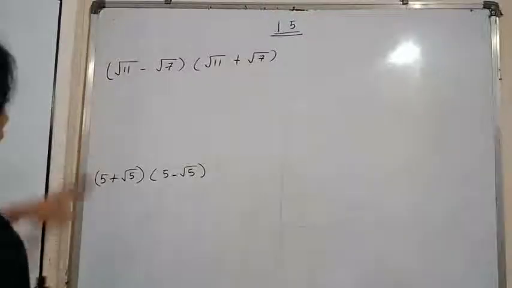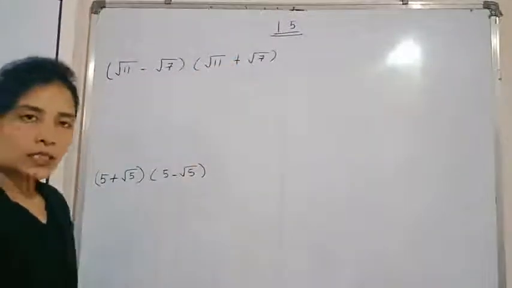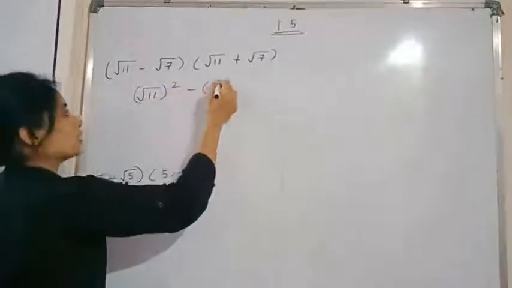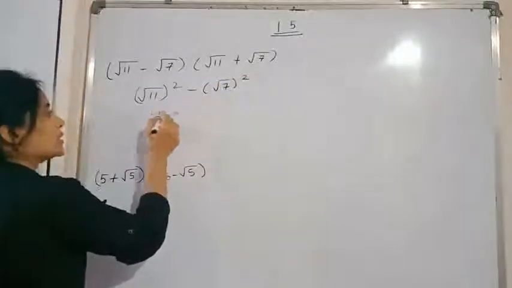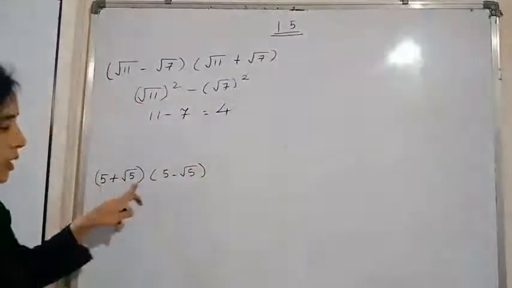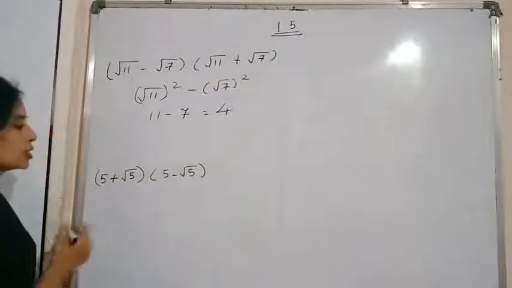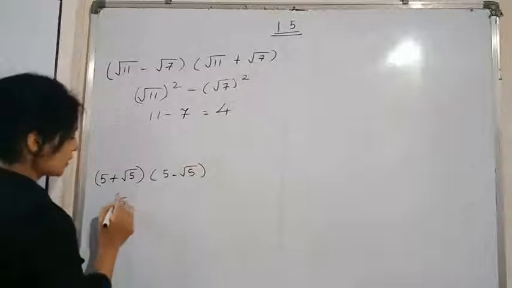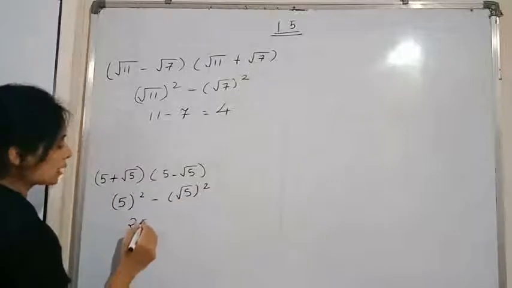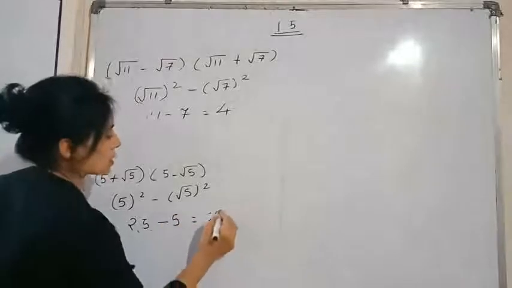Now here you see both the brackets, a minus b, a plus b. That is a square minus b square. A square means root 11 square minus root 7 square. Comes 11 minus 7, that is 4. Similarly, numbers are the same. Here 5 plus root 5. Here 5 minus root 5. So again same identity, a square minus b square. So 5 square is 25 minus root 5 square is 5. So answer comes 20.